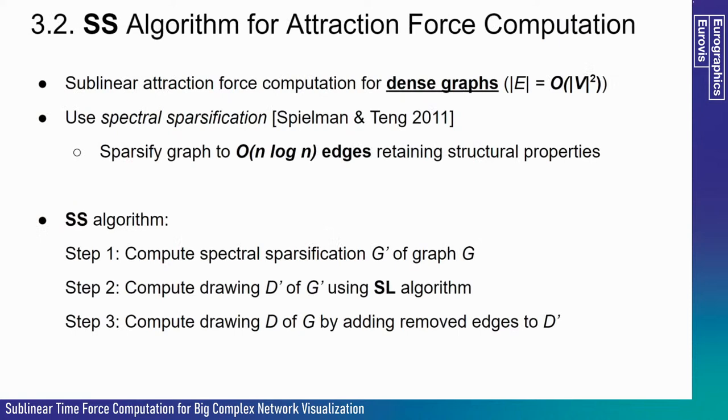Next, we present the SS algorithms, which are designed for sublinear attraction force computation for dense graphs, where the number of edges is quadratic in the number of vertices. We do this by using spectral sparsification, which sparsifies the graph to O(n log n) edges while retaining structural properties. The SS algorithms consist of the following steps. First, we compute the spectral sparsification G' of a graph G. Then we compute a drawing D' of G' using an SL algorithm. And then we compute the drawing D of G by adding back the removed edges to D'.